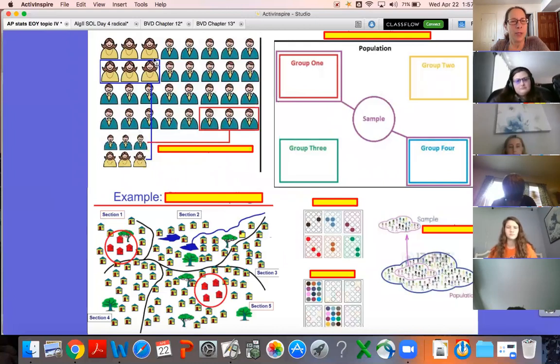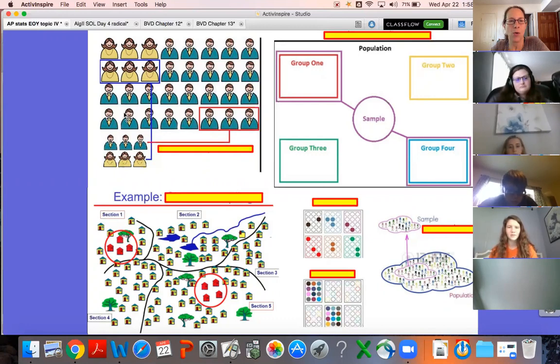All right. So look at this picture. Here we have blocks of people. You can see this block, this block, this block, this block. And I'm going to take this whole block and this whole block. What would you call that? Anybody? Nobody?